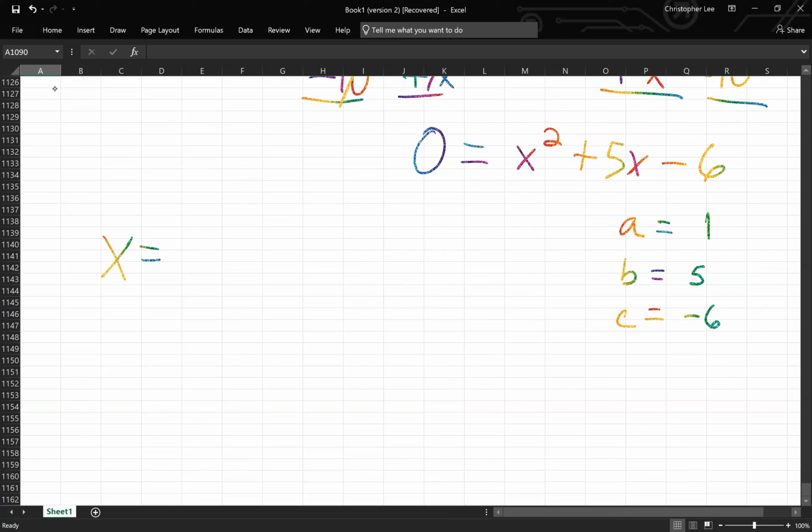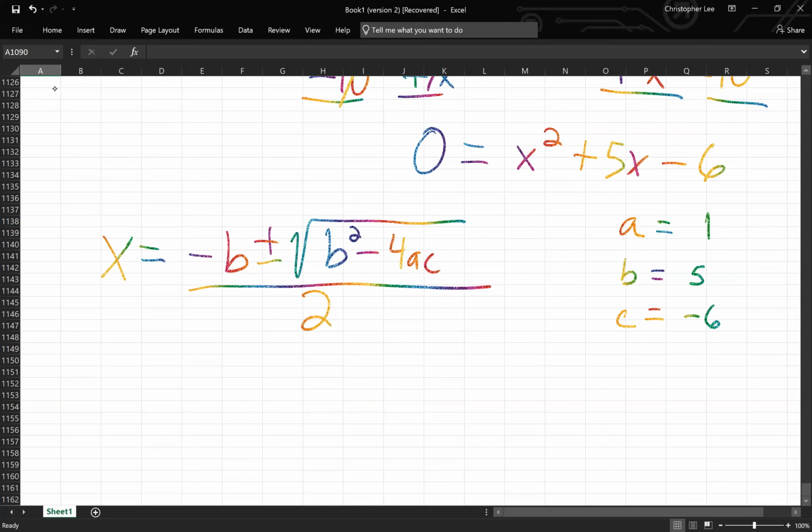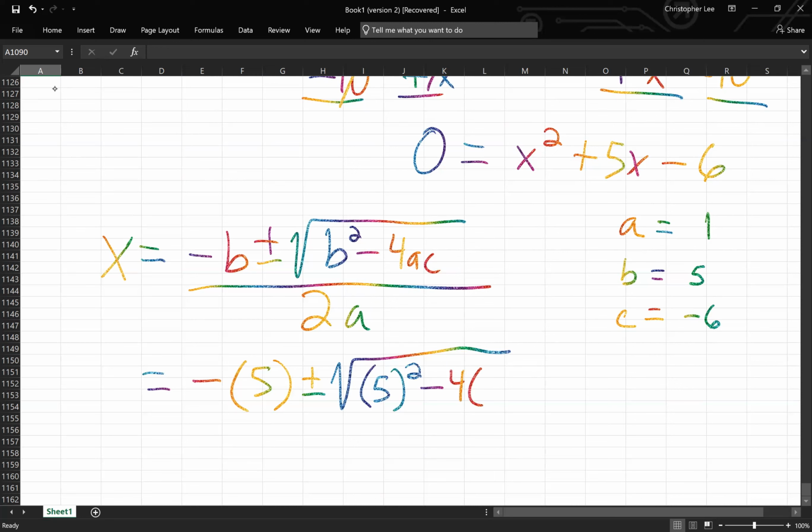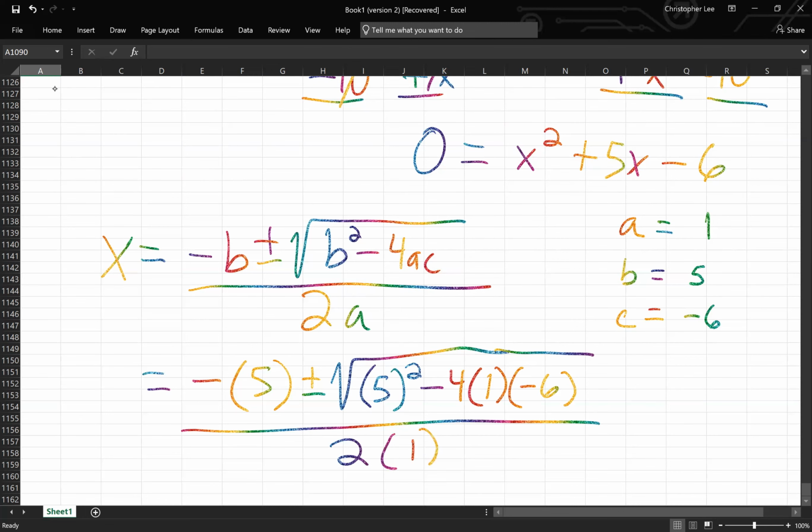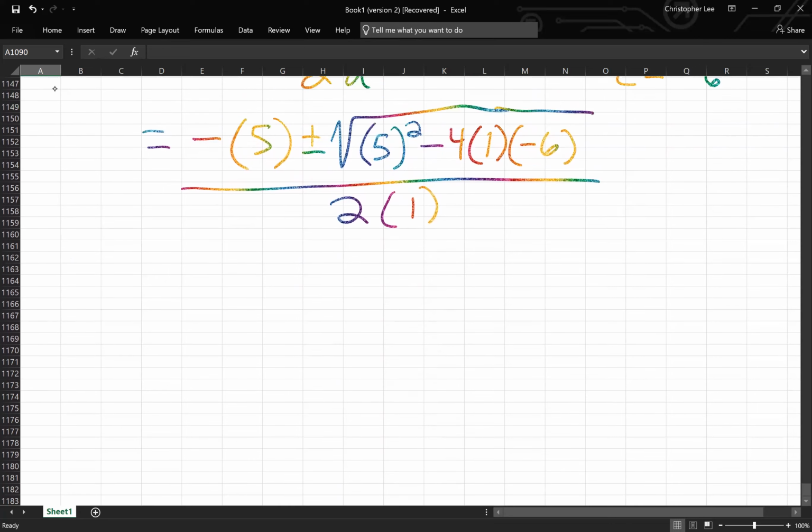So quadratic formula, x is equal to negative b plus or minus the square root of b squared minus 4ac, all divided by 2a, right? Let's plug this in. So negative, what's the b again? 5, very good. Plus or minus square root, 5 squared, very good. Minus 4 times a is what? 1 times c, which is what? -6, excellent. All divided by 2 times a, which is 1, very good. And then after that, just calculator, simple stuff.